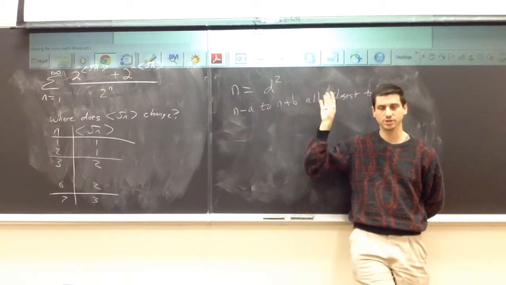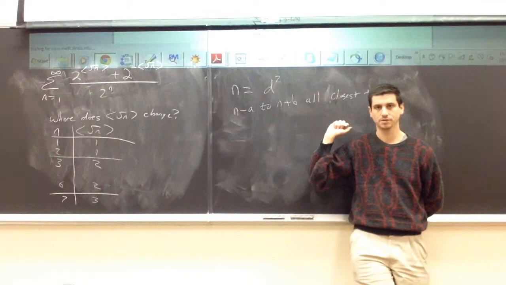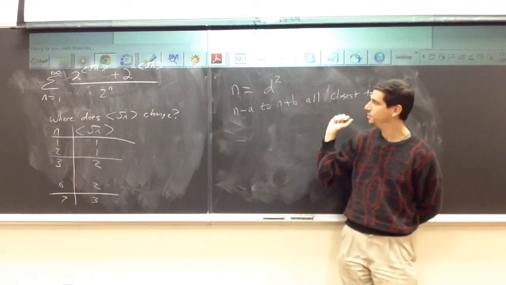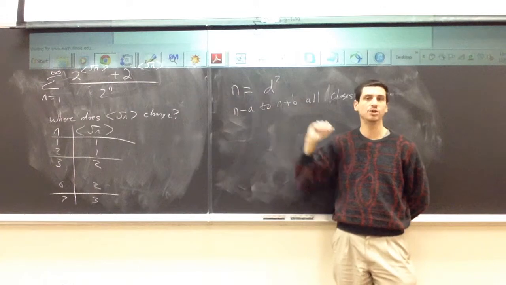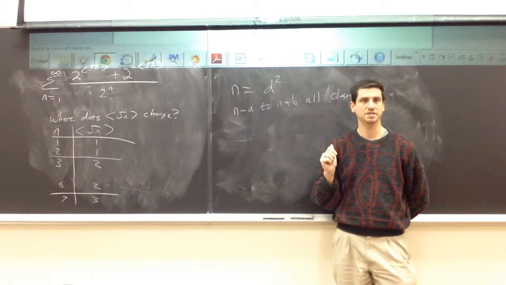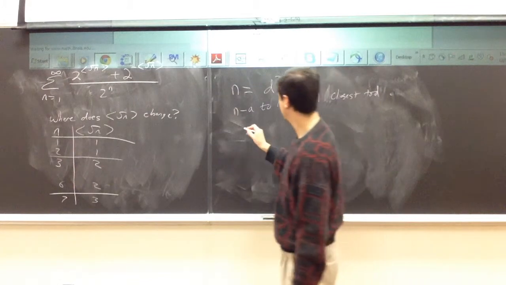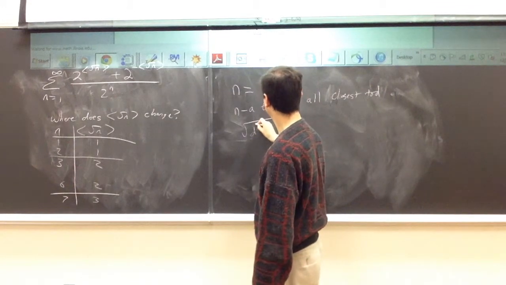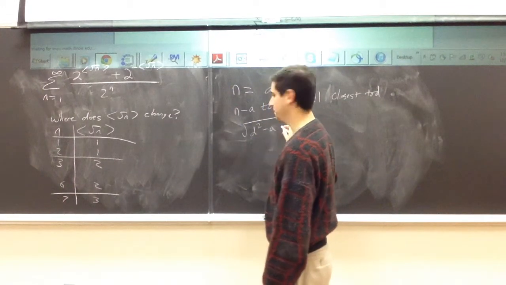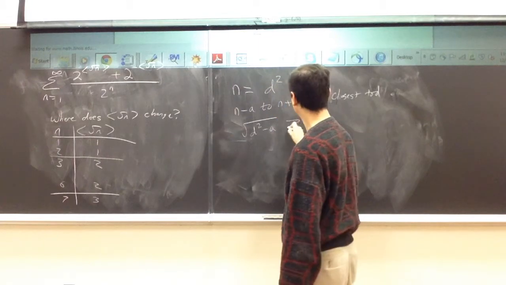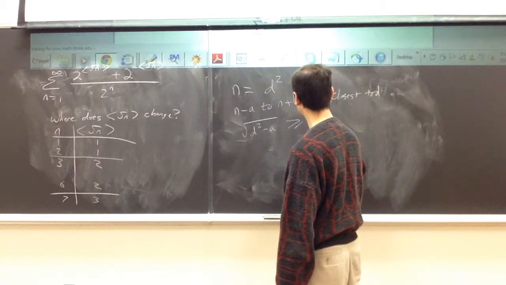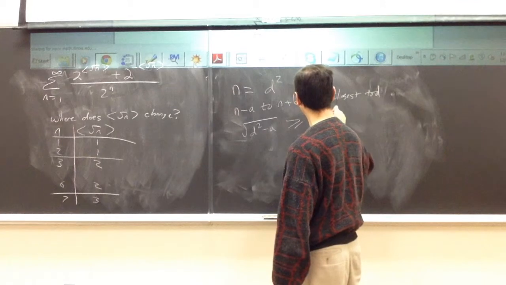So is this how you're attacking it? Yeah, for example. Okay, so we want to basically see how far can we go down below d squared and still have the closest integer when we take the square root. So we want the square root of d squared minus a to be greater than or equal to d minus a half.